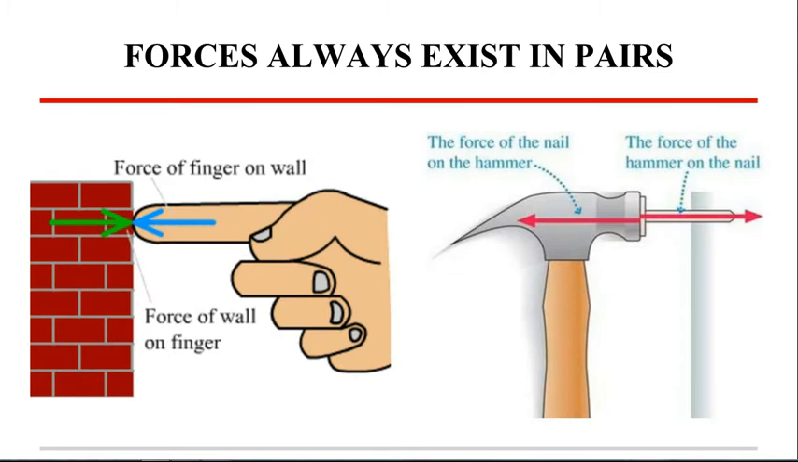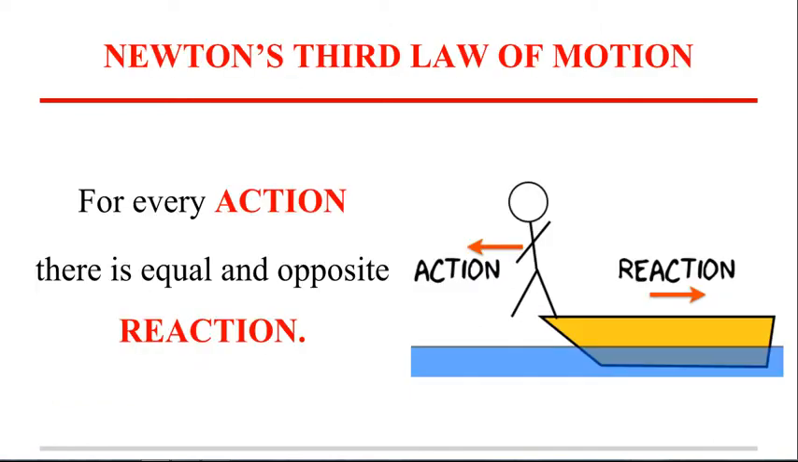The best example for this is drilling nails into the wall. The hammer applies force on the nail. At the same time, the nail also applies force on the hammer but in the opposite direction, which means here one body is applying force on the other body and the other body in reaction to it is also applying force on the first body. So Newton's third law is stated as: for every action there is an equal and opposite reaction.